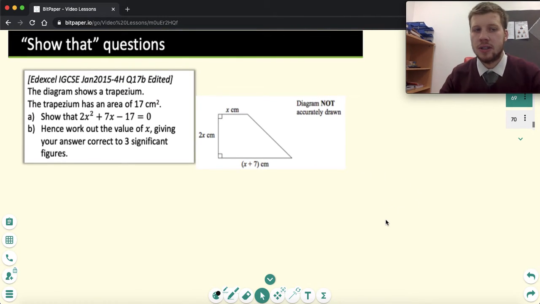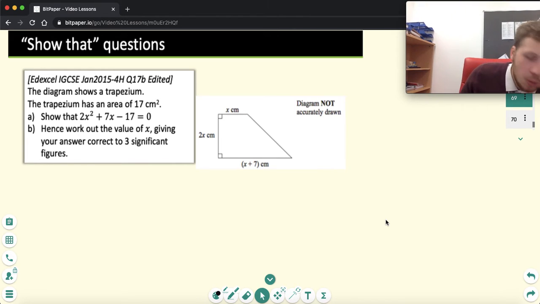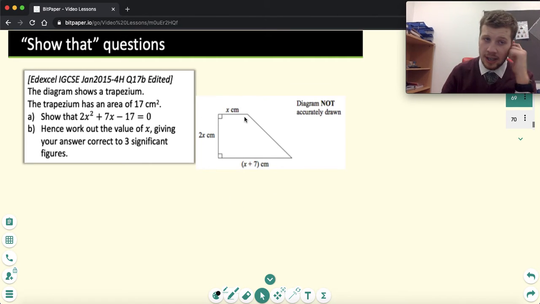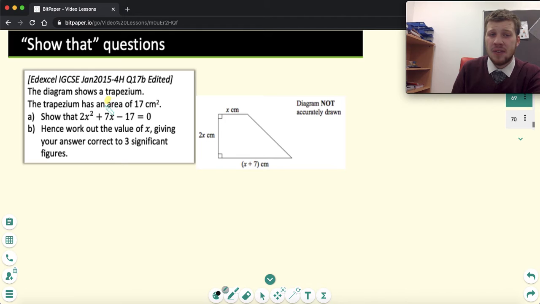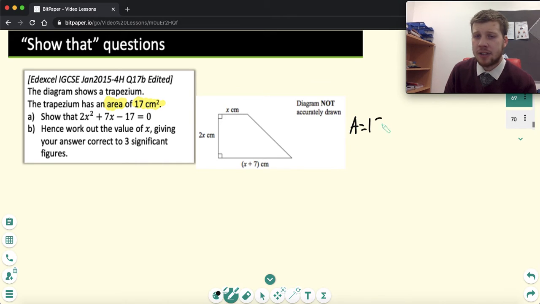The next type of question is a show that question. So here, I need to actually show what my formula could be from a scenario. Here I've got a trapezium. It says the diagram shows a trapezium which has an area of 17 centimeters squared. Show that 2x squared plus 7x minus 17 equals 0. To answer this, I'm only given one bit of information. I'm given the area of a trapezium is 17. I'm just going to write that down. My area is going to be equal to 17 centimeters squared.